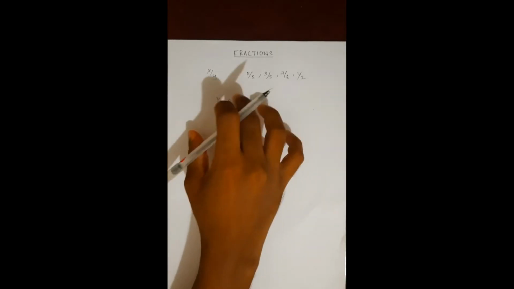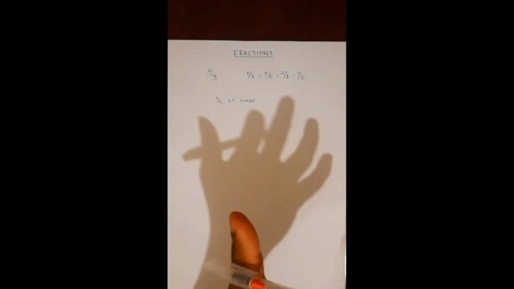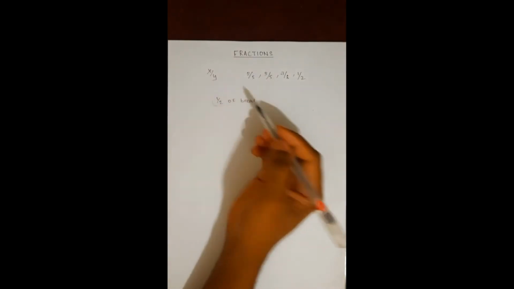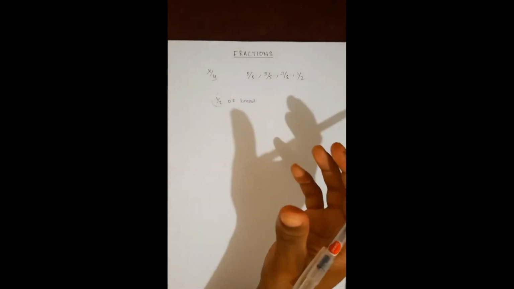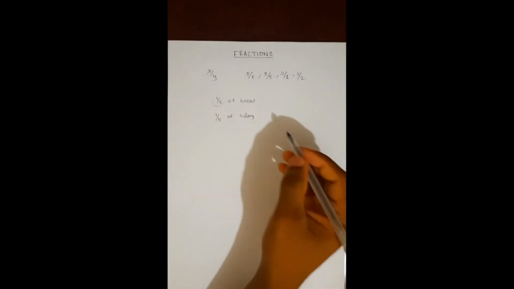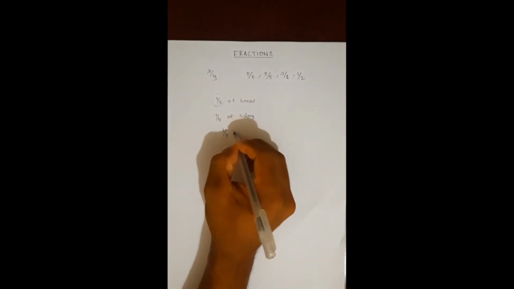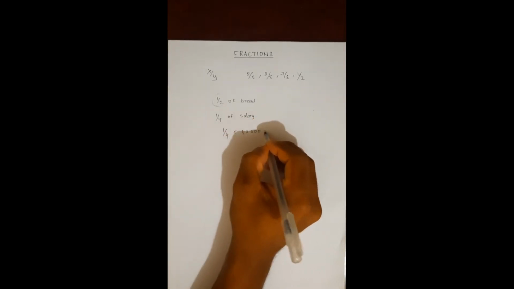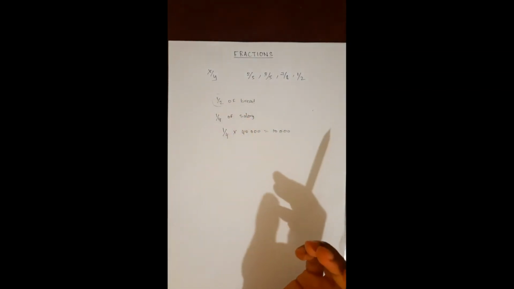And what exactly is this fraction? Let's say we say that I ate half of the bread. You are saying that I have eaten half of the bread. This half you are saying is the fraction part. And let's say the quarter of the salary. Let's say the salary is 40,000. So the quarter of 40,000 is 10,000. So you say the quarter, the half. So these are the fraction part.